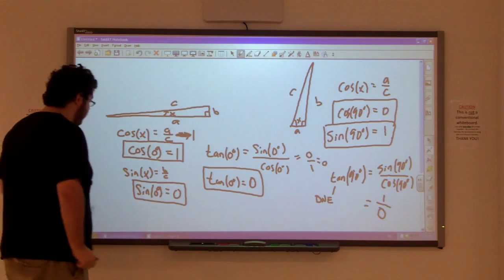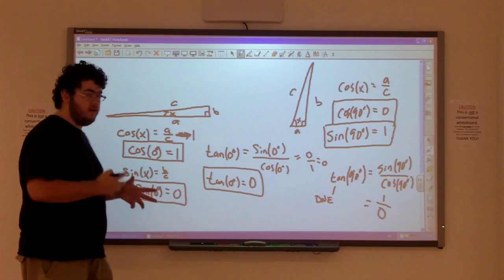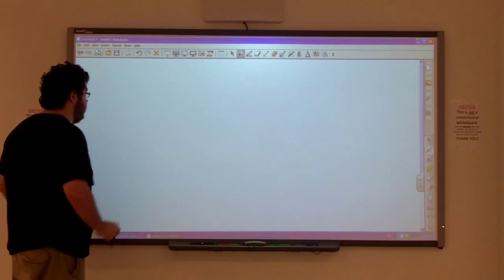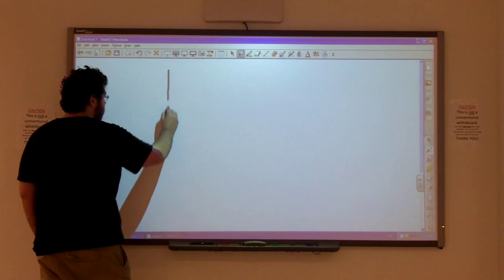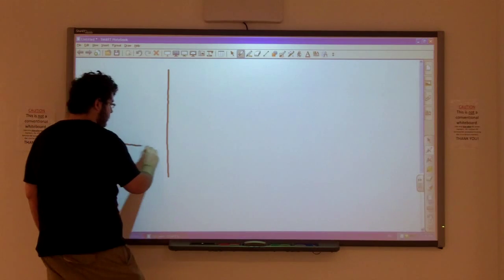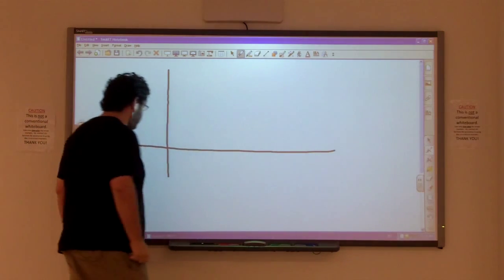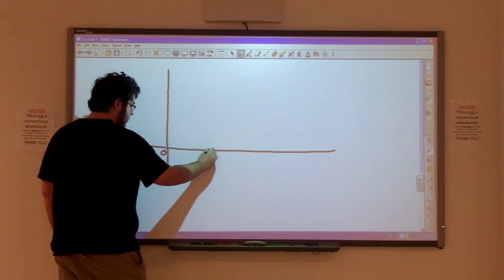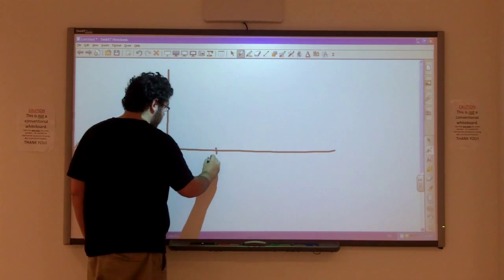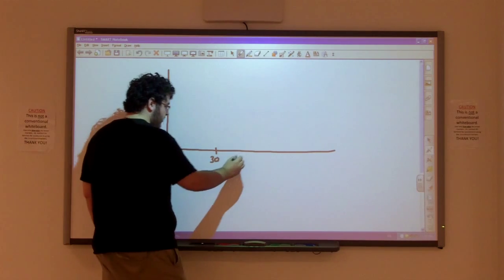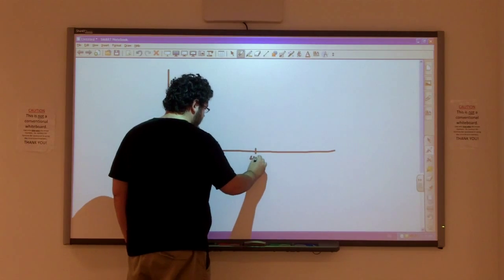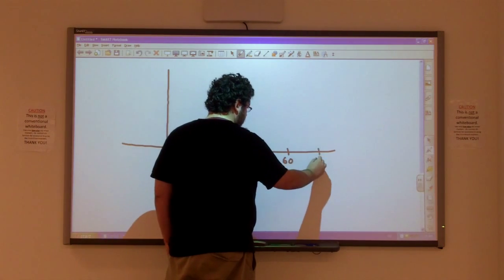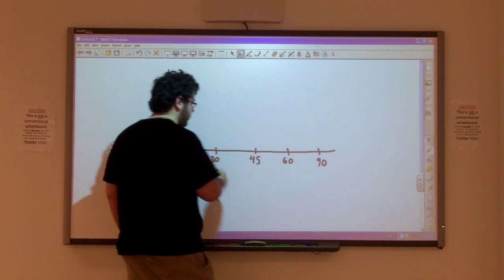Okay, so we now have a few points that we can deal with if we were to graph them. So let's try that. Let's try sine first. Let's get a nice coordinate system here, and let's plot some key values: 0, say 30, 45, 60, and 90. All these are degrees.